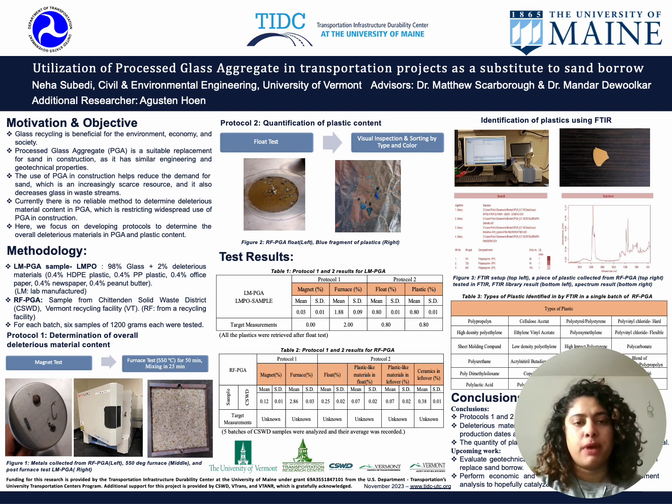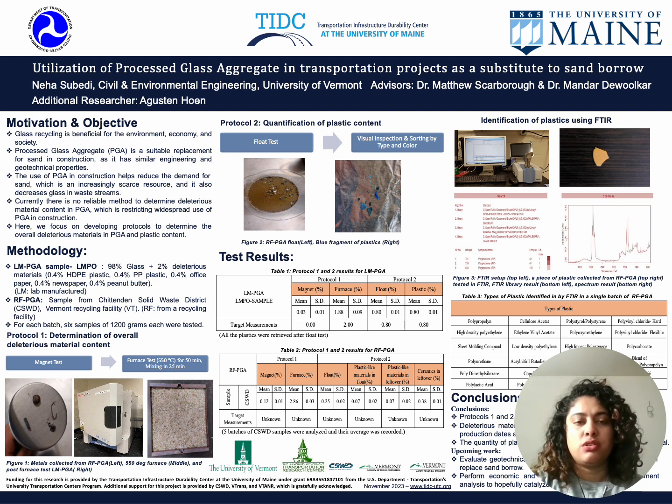Then, after validating our protocols with our lab manufactured PGA, we carried out a protocol test on 5 different batches of CSWD samples. Table 2 is the result for Protocol 1 and Protocol 2 tests on around 120 samples tested, 60 samples each for Protocol 1 and Protocol 2, all on the samples that we received from Chittenden Solid Waste District, Vermont.